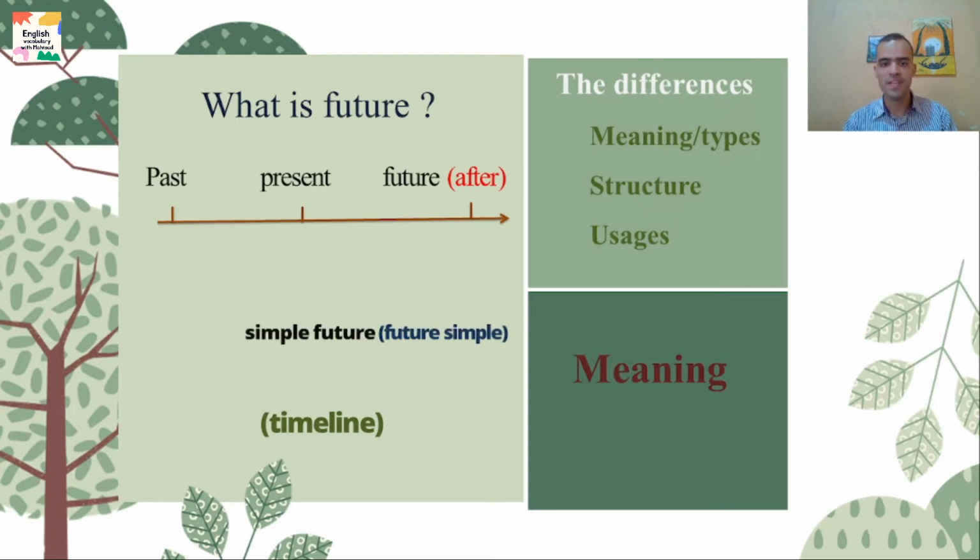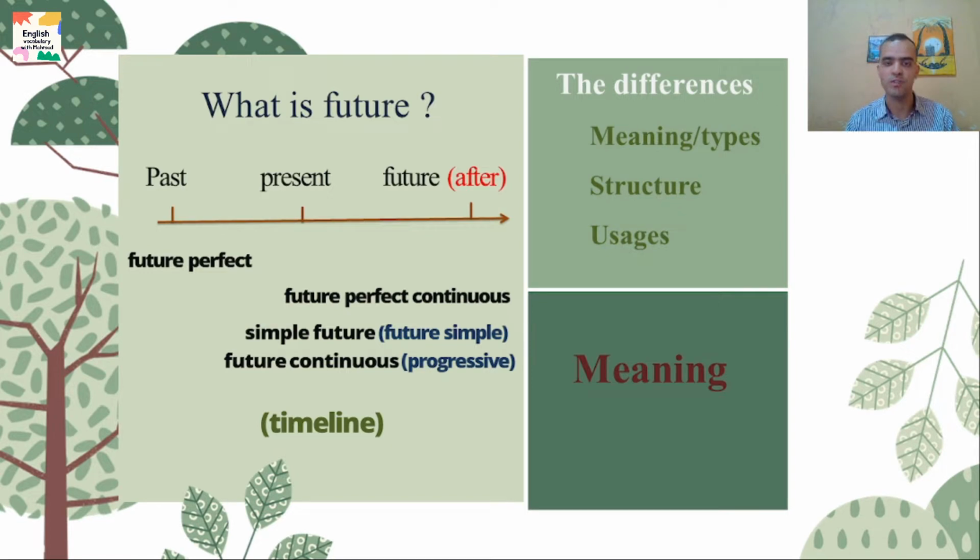So we have many types of future. So simple future, you might know future simple. They are synonyms and you can use which one you like. Second, we have future continuous. You might know as well future progressive. And we have future perfect. And the last one, we have future perfect continuous.